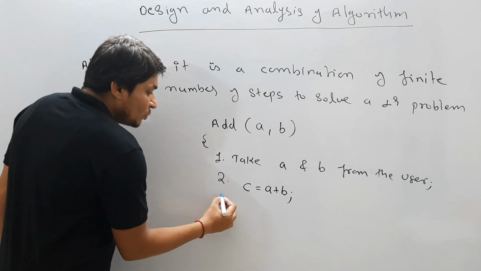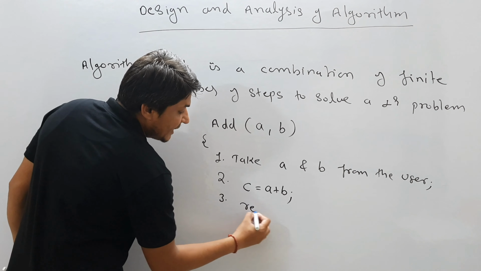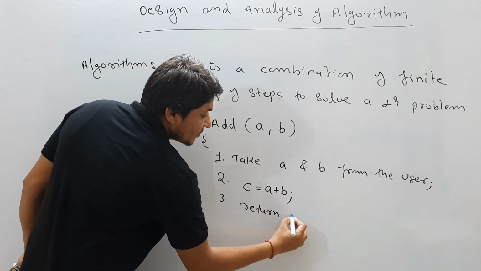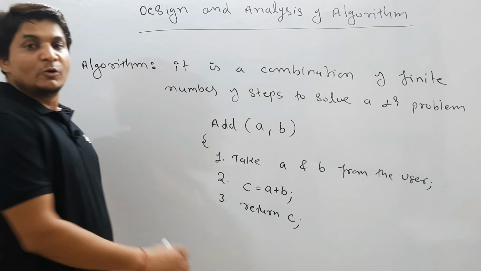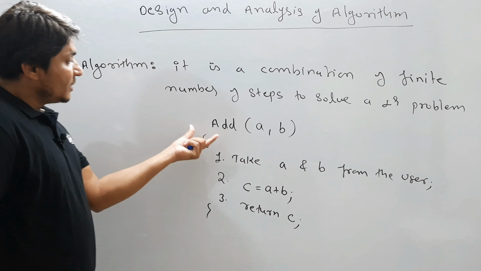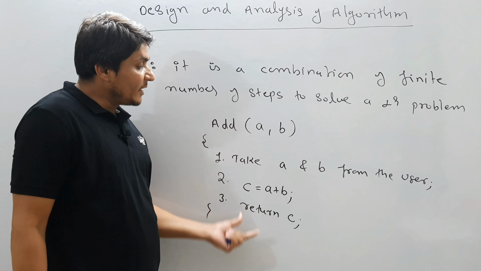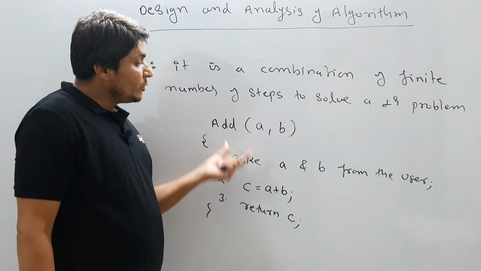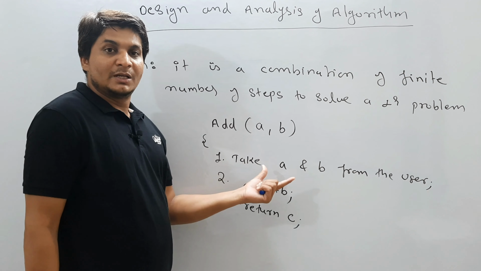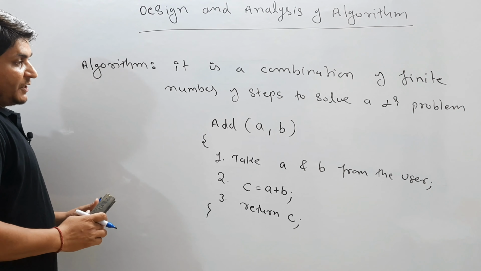Now, so these are the two steps. In the last step, you can simply return the output. So let me write the last step, which is C. So simply you can return the output. Now these three steps are enough to perform the addition of two numbers. So this is the algorithm: whatever activity you are doing, you are simply writing in the form of steps. That is what an algorithm is.